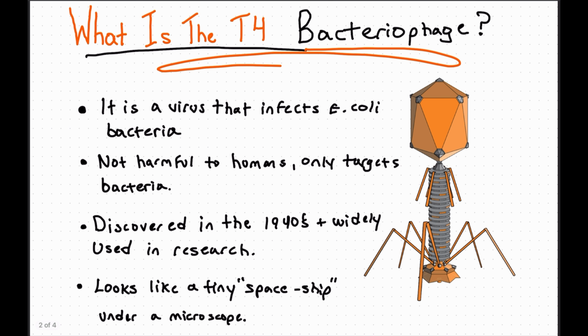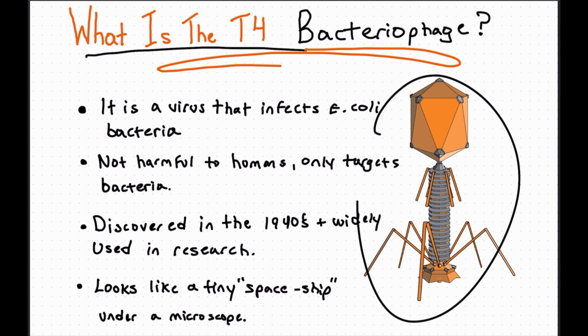So what exactly is the T4 bacteriophage? Like, what is this thing? This thing looks crazy, right? Well, it's a type of virus that infects E. coli or Escherichia coli bacteria. Unlike viruses that affect humans or animals, the T4 phages are harmless to people and only target specific bacterial cells, right? So in this instance, for the T4 bacteriophage, it targets E. coli. It was discovered in the 1940s and widely used in research.